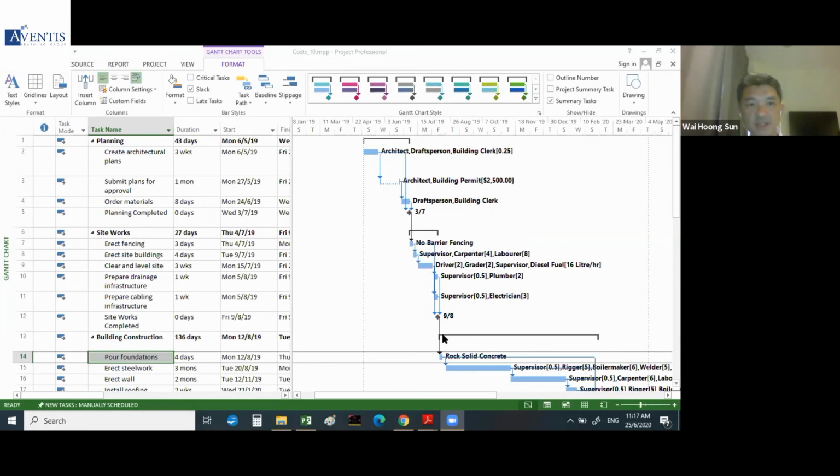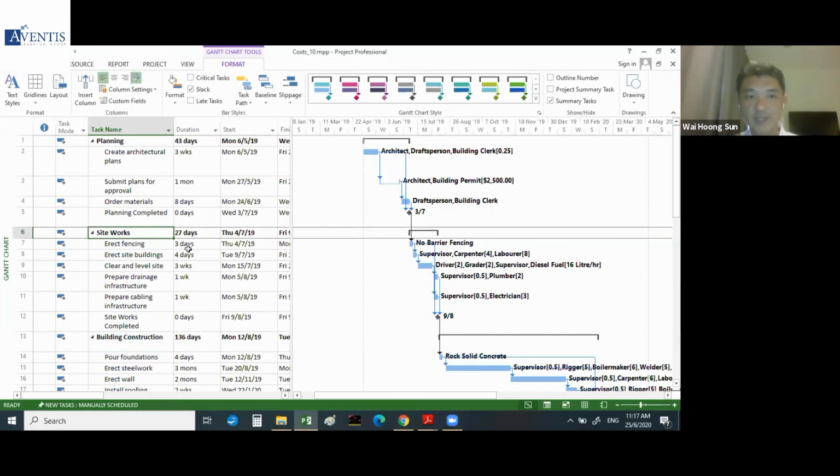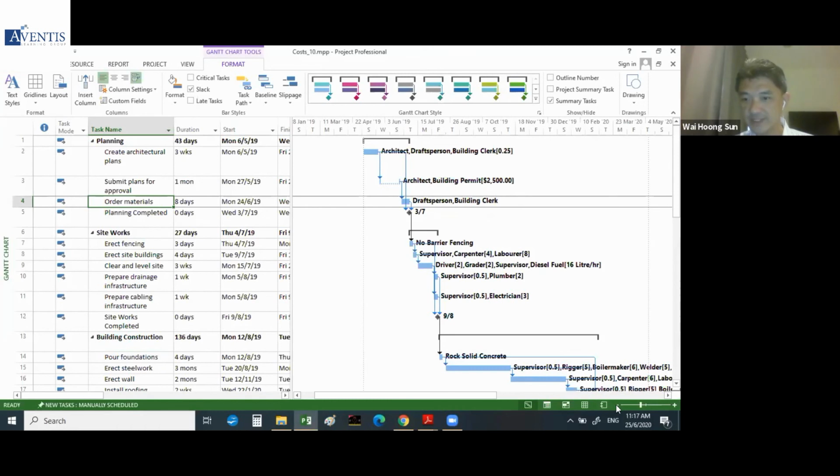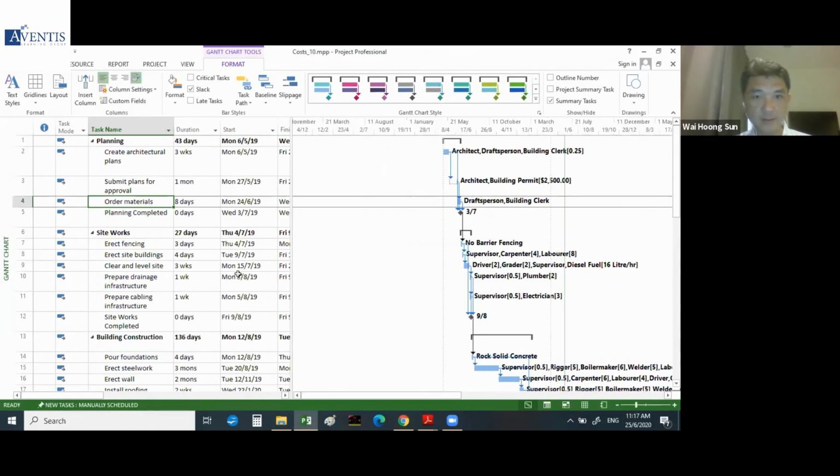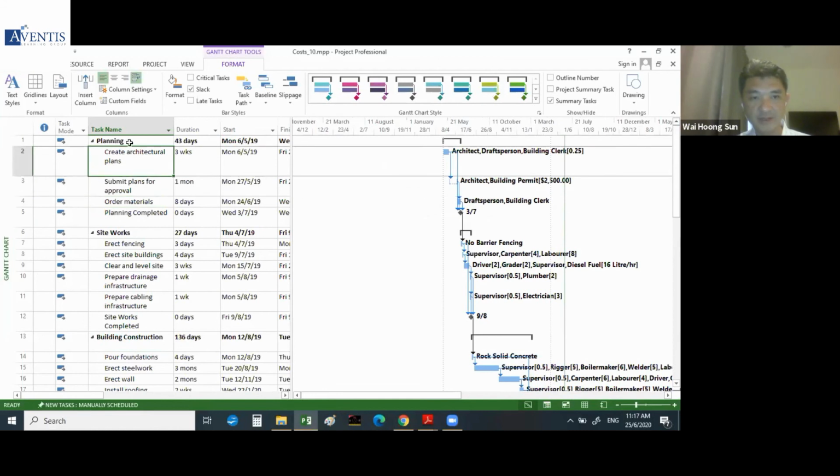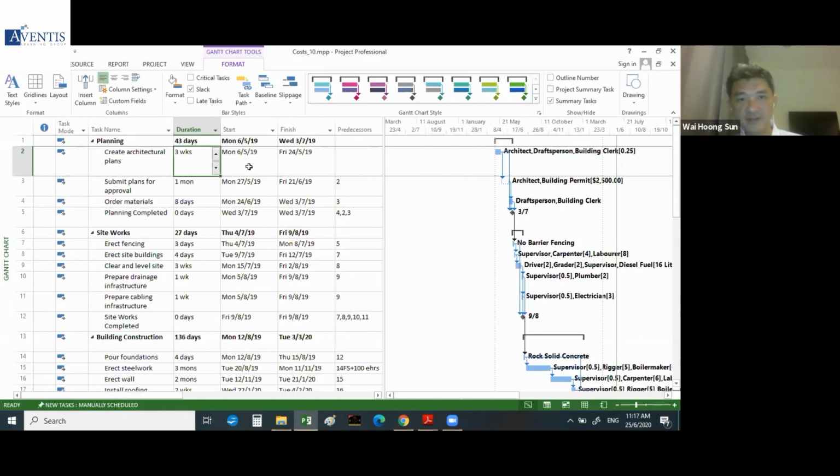So can you all see the Microsoft Project screen? You could see that here you have the tasks. For example, create architectural plans. That's a task that would take 3 weeks, and it would start from Monday, 6th of May, 2019 to 24th of May 2019.